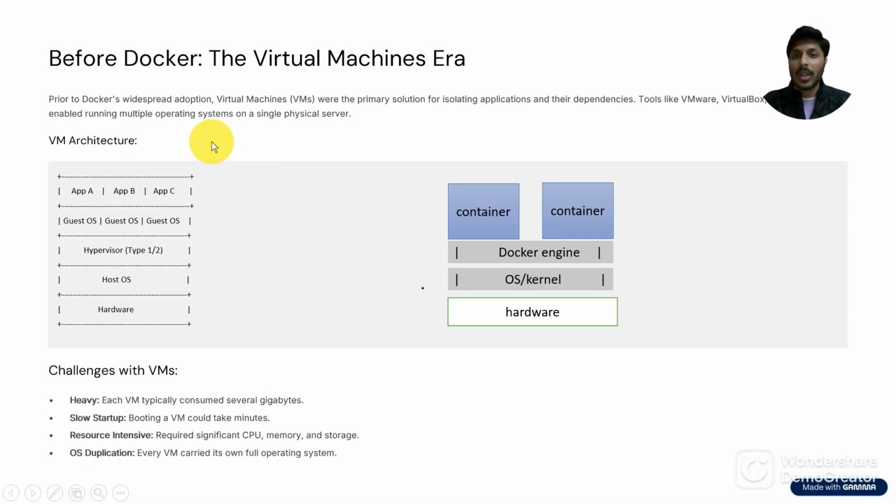Before Docker, the virtual machine era. This is where the difference between them lies. That's what I was talking about. This is how we had a solution to the dependency hell problem, through virtual machines. But why was there a need to introduce something like Docker? This is the topic: what drawbacks and problems virtual machines gave rise to, which helped us shift to Docker.